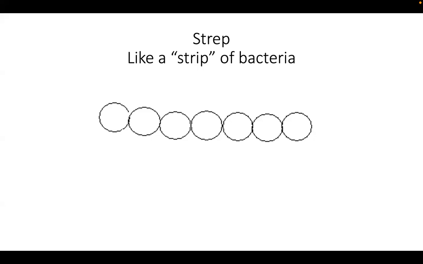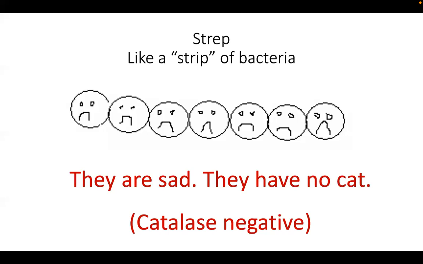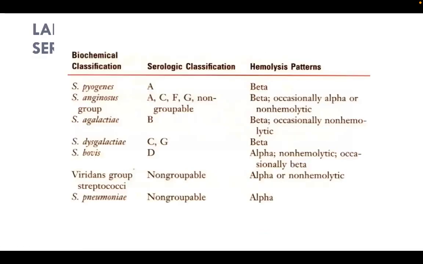Okay. And then we have the streptococci. Now, if you look at the streptococci, they are not happy. Why are they not happy? Because they do not have a cat. They are catalase negative. Now, what do we call this classification? The serologic classification along with the hemolysis pattern. This is known as the Lancefield classification.